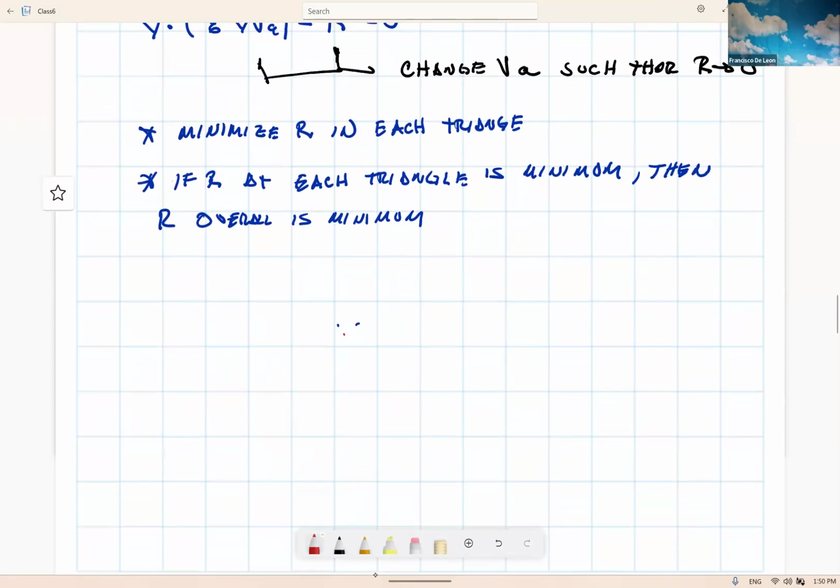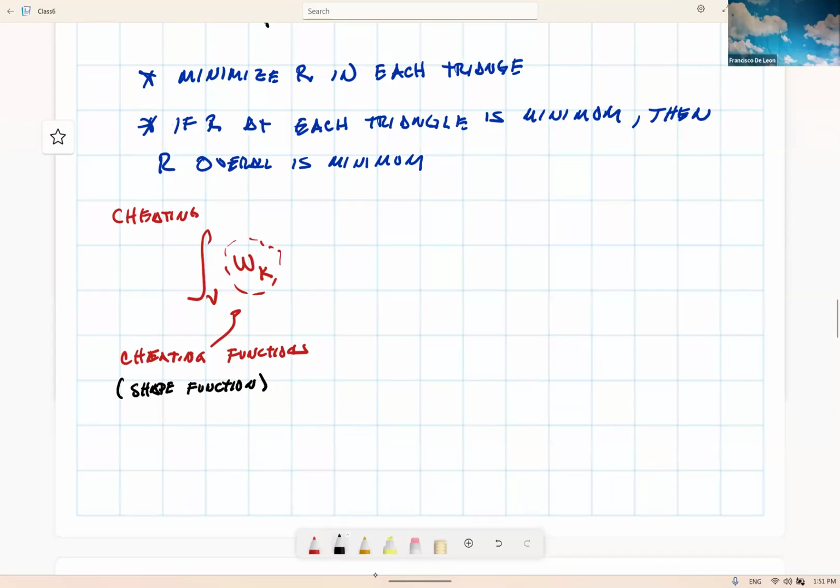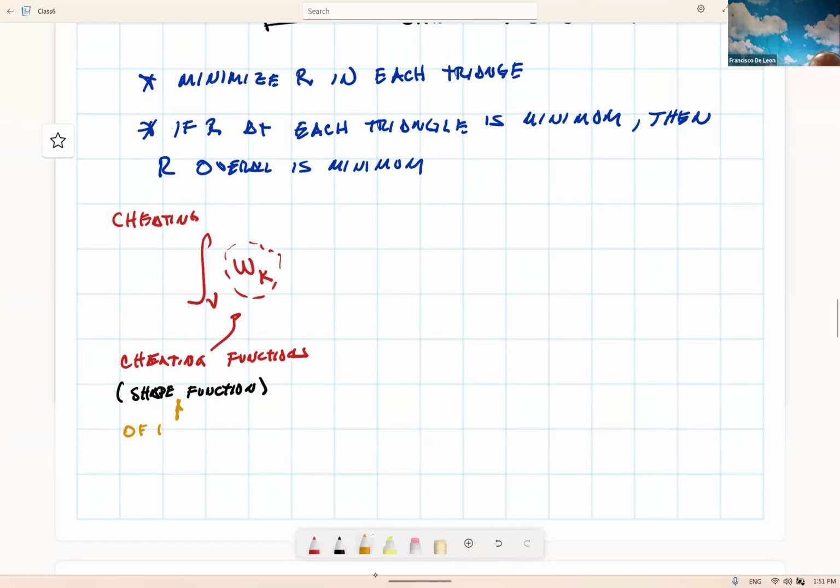Okay. How does Galerkin do this? Galerkin says the volume integral, this is volume, we're going to do it in a flat surface, so this volume eventually will become an area. But for the moment, leave it like this. So Galerkin says, and if you want to call this the cheating, if you minimize the volume of some, I will even put it, the cheating functions, the right name is the shape functions. Shape of what? Shape of the triangle. So it depends on the shape of the triangles.